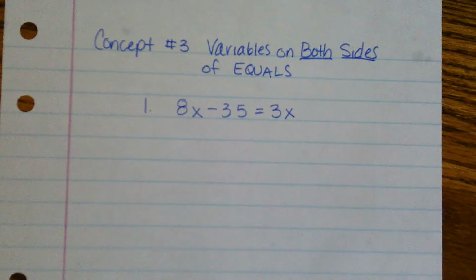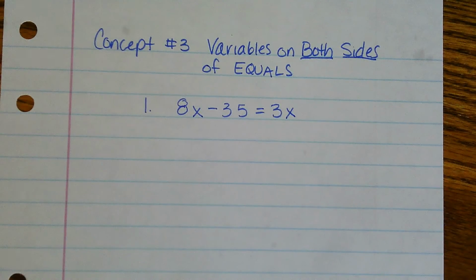All right, you made it. We're here. Concept number 3 is variables on both sides of equals. And I have my first example up here for you. And I need you to be very, very careful about doing this type of equation.